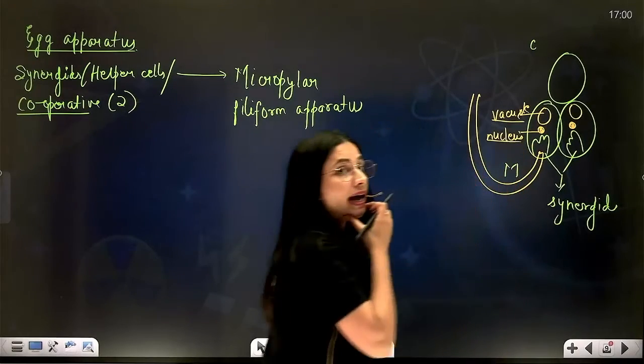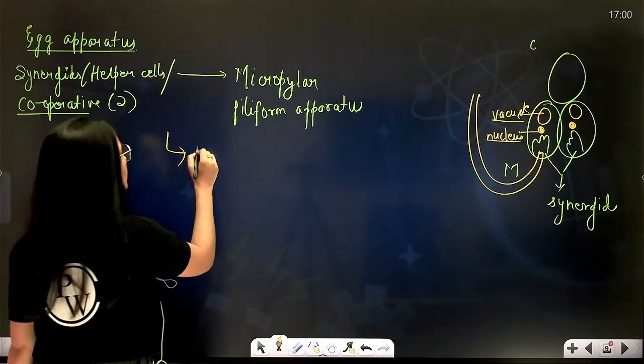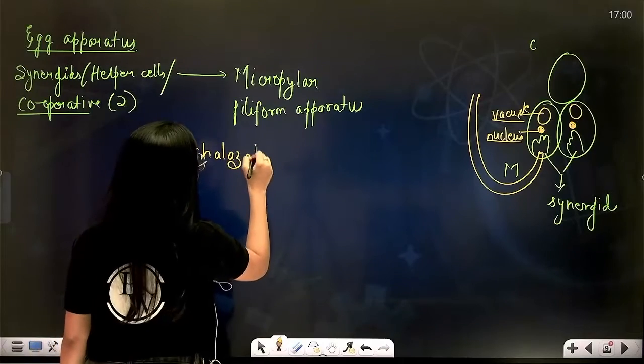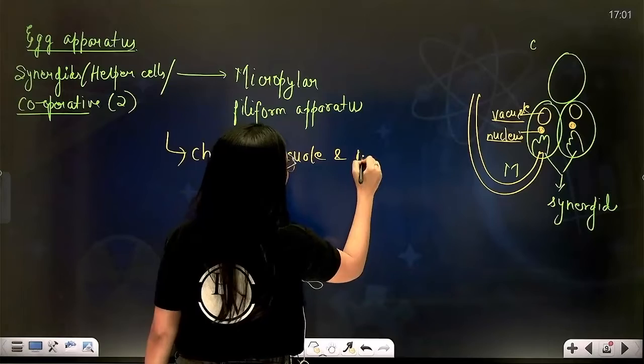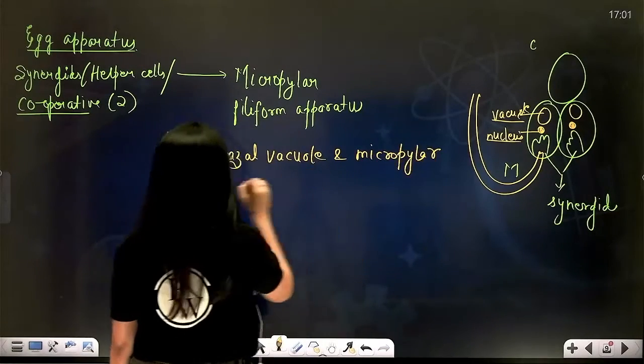So what will you write? That the synergids, beta, have a chalazal vacuole and a micropylar nucleus. Right?